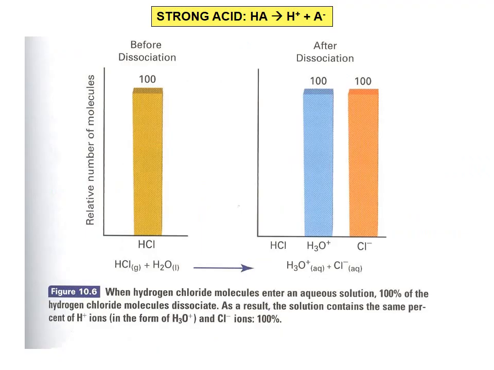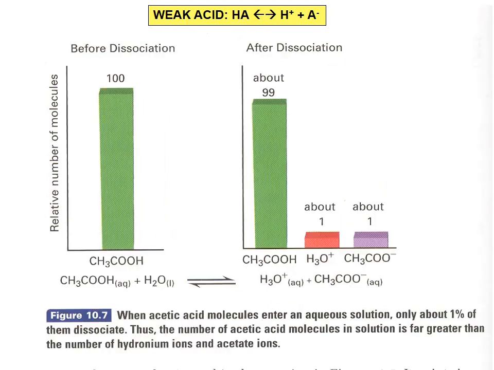Here we can see our strong acid example, where all the HCl becomes H3O plus and Cl minus. It's 100% dissociation. And here we can see our weak acid example with a double arrow. It's two-sided. And only a small amount of our weak acid here, our acetic acid, ionized to make that H3O plus and CH3COO minus. And it goes back and forth.